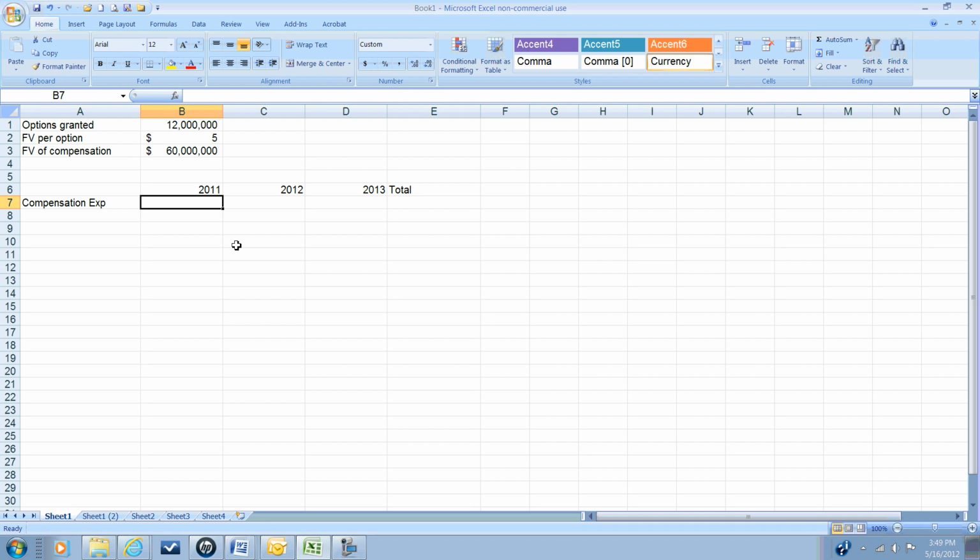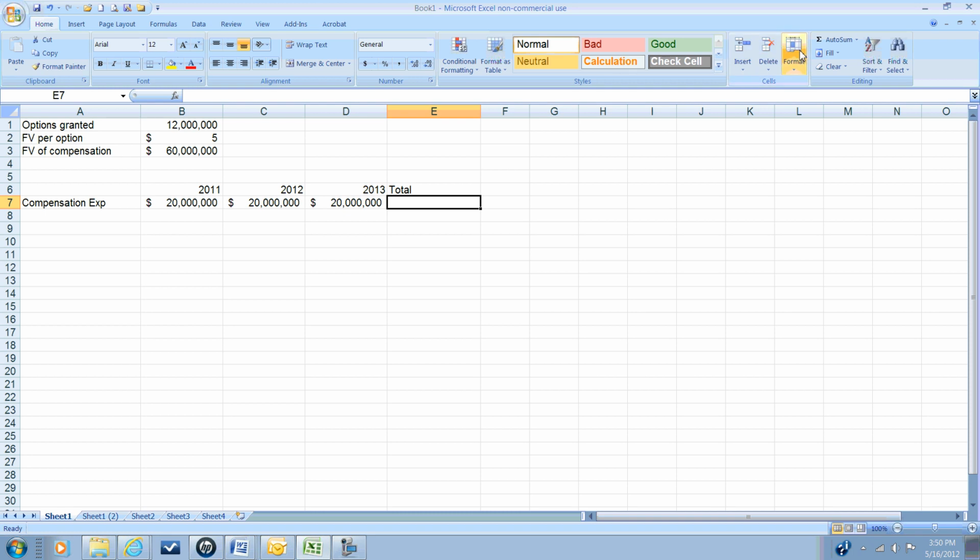The compensation expense will be spread over the 3-year period, so each year we'll take $20 million, and over the life of the options, over this 3-year period, the vesting period, we will recognize compensation expense, which goes on the income statement each year, of $20 million.